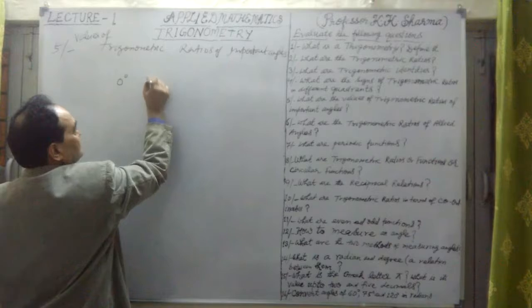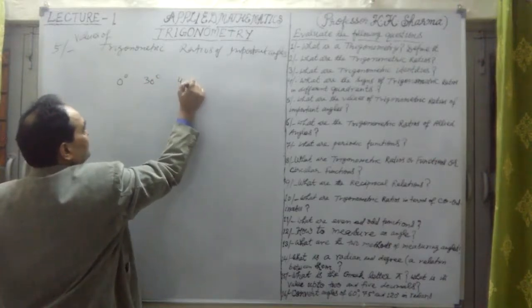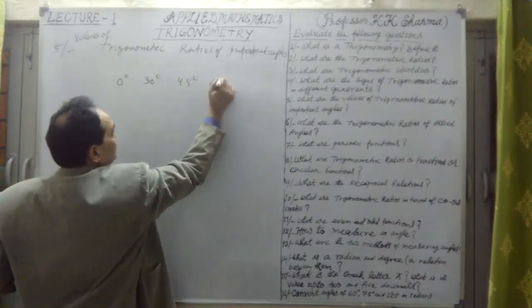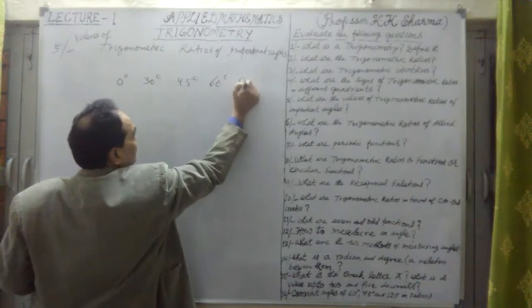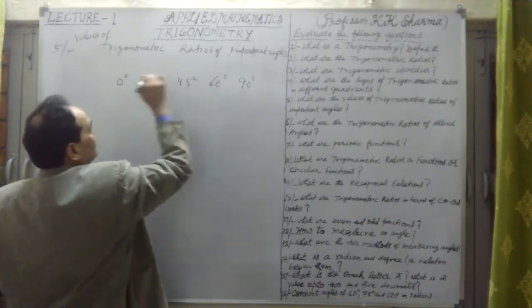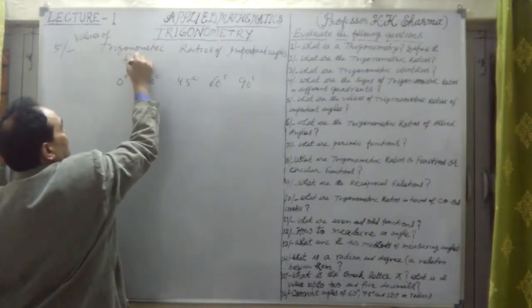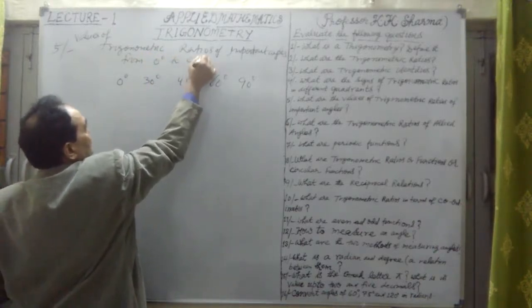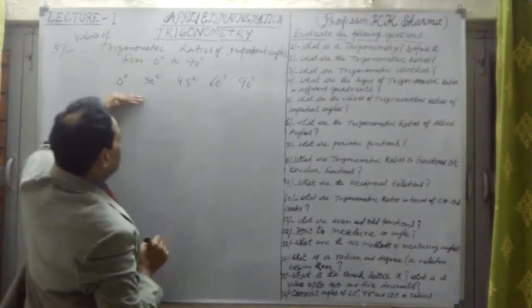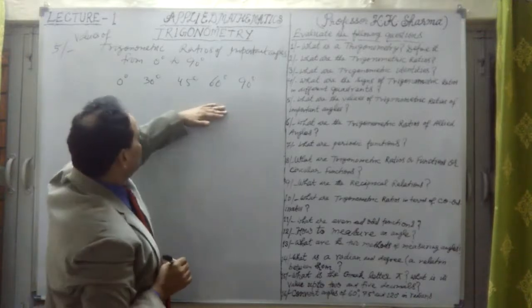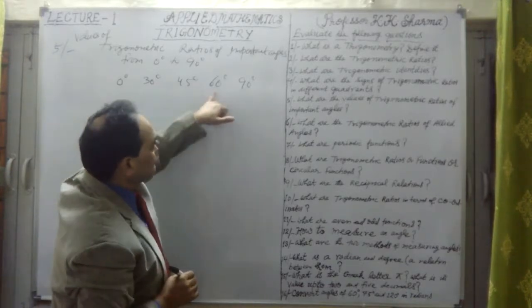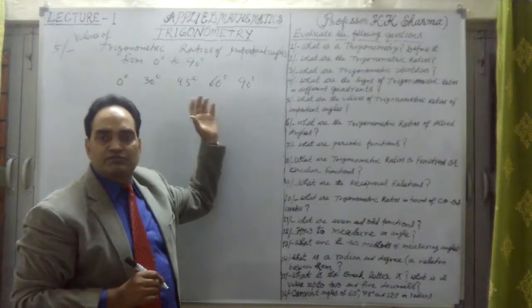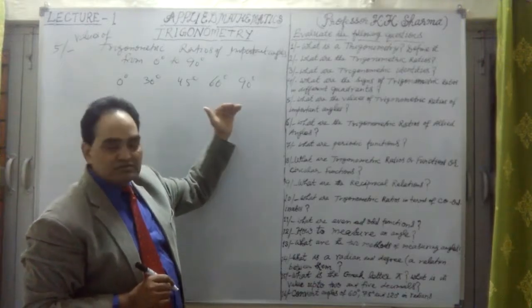This is 30 degree, 45 degree, 60 degree, and 90 degree, from 0 degree up to 90 degree. These are the five important angles: 0 degree, 30 degree, 45 degree, 60 degree, and 90 degree.